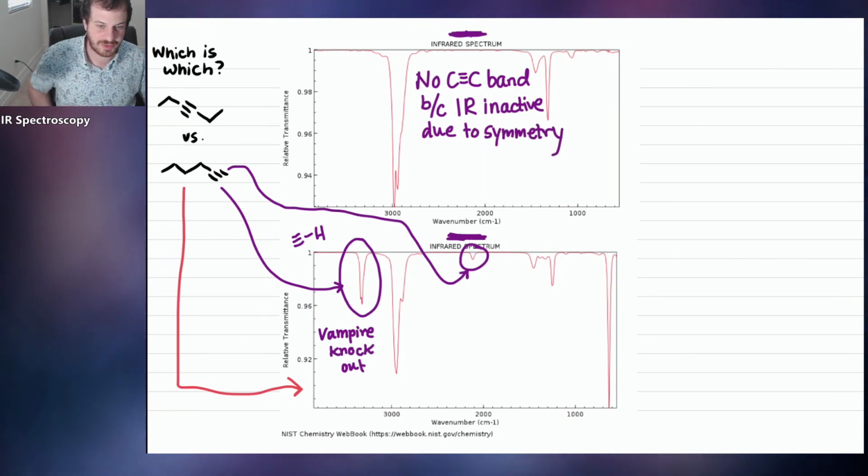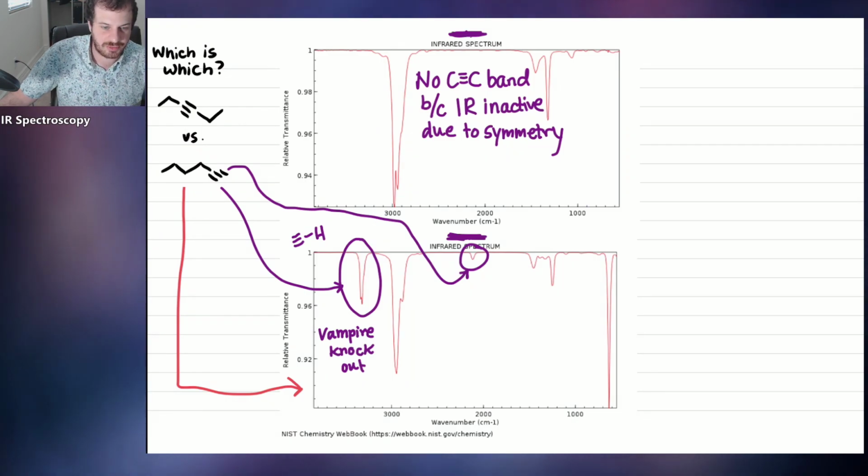So remember that. If the bond is not polar, it's in a highly symmetric environment where it's the same on the left and the right, usually that signal will be invisible in IR. And that can actually help you distinguish between two possibilities. Okay? All right, so we'll leave it for now on that.